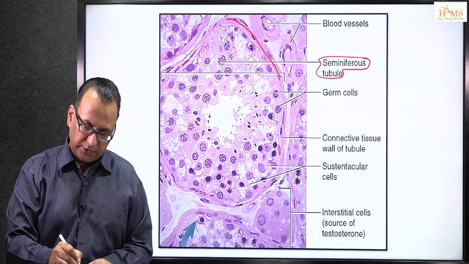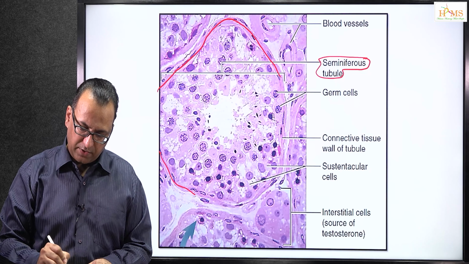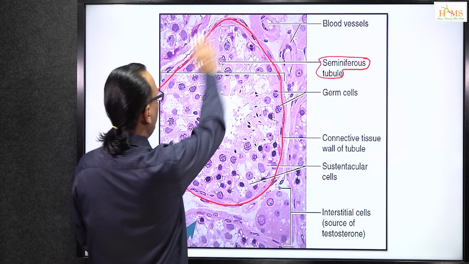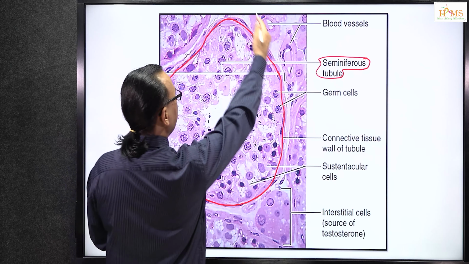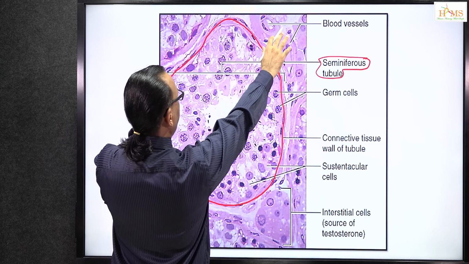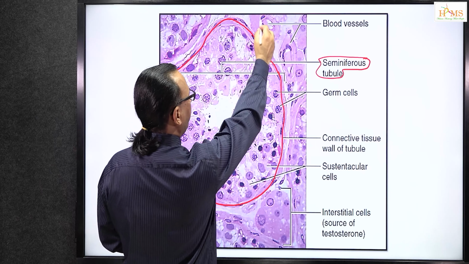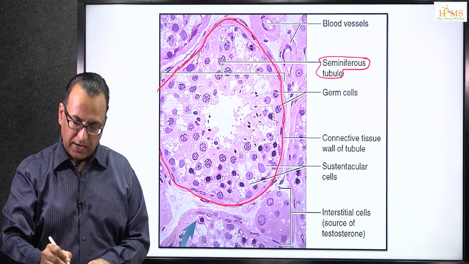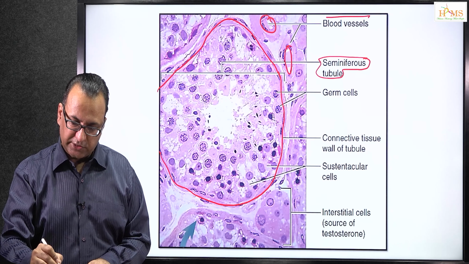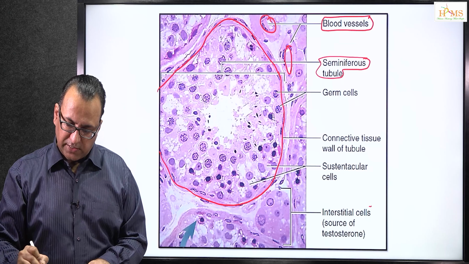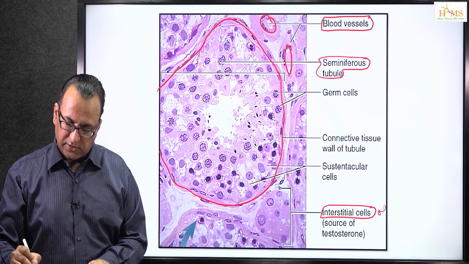This is one of the seminiferous tubules which have been magnified here, and in the vicinity you will have a few others as well. The structures in the surrounding, you can see there are some blood vessels which you can mark here, and along with the blood vessels we can see there are some interstitial cells as well. Interstitial cells of the Leydig.